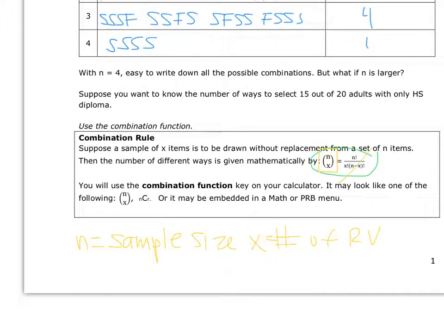Okay, now you're going to want to find on your calculator, or if you don't have a calculator with this function, you can find some online tool, and I will have one posted on Foxtail as well. And your function may look like this, or it may look like this. I think this is probably even a little more common on calculators. And it might be embedded in a math function list or probability function list on your calculator. So you'll want to hunt that down and find that.